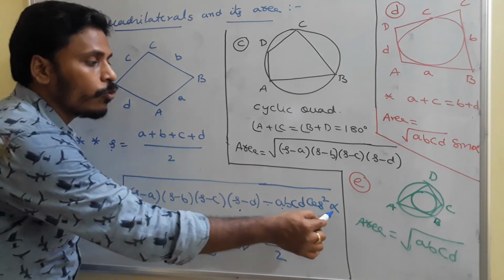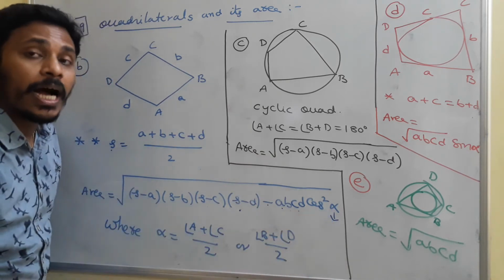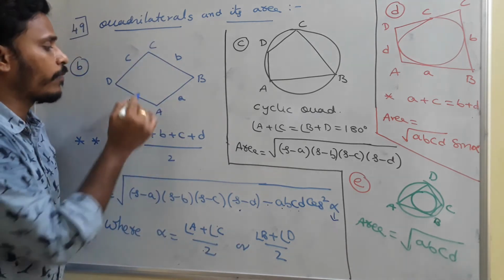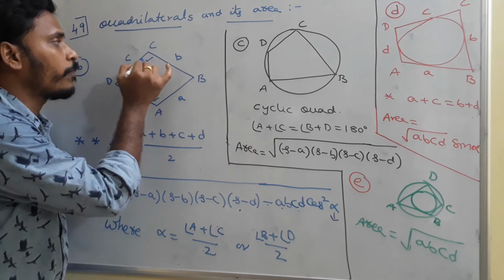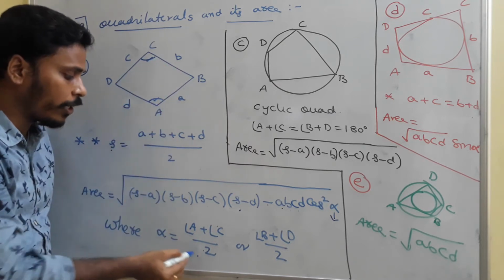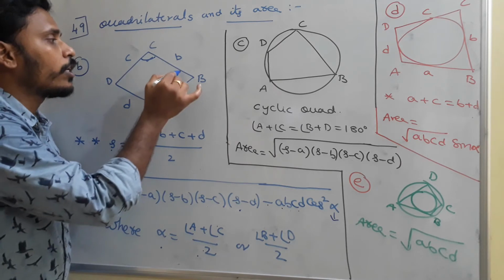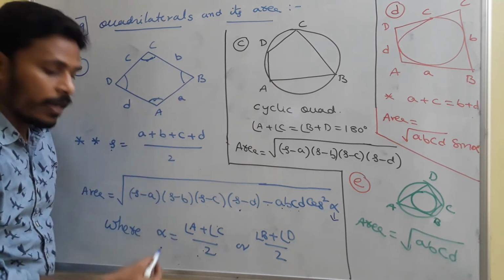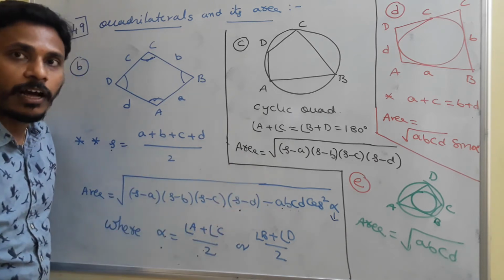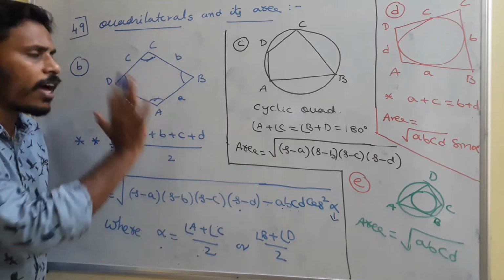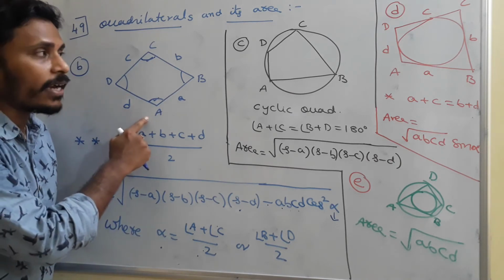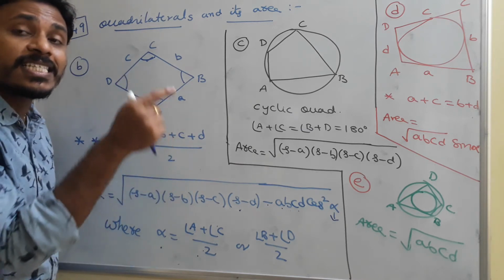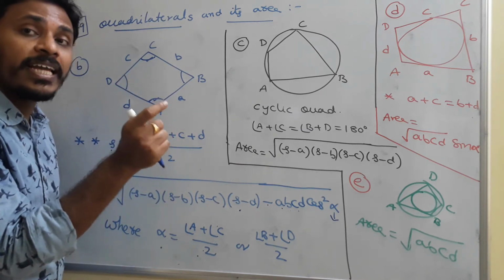Here you may get a doubt: what is alpha? That alpha is the sum of opposite angles divided by 2 from the quadrilateral. Here we have angle A and angle C. If you add these two angles and divide by 2, that is alpha. Or you can just add B and D divided by 2. Any one of those two you can take, and just replace that alpha there, you will get the area. So it's a normal quadrilateral. If that quadrilateral is inscribed in a circle, I am repeating, if that quadrilateral is inscribed, just observe the word inscribed.